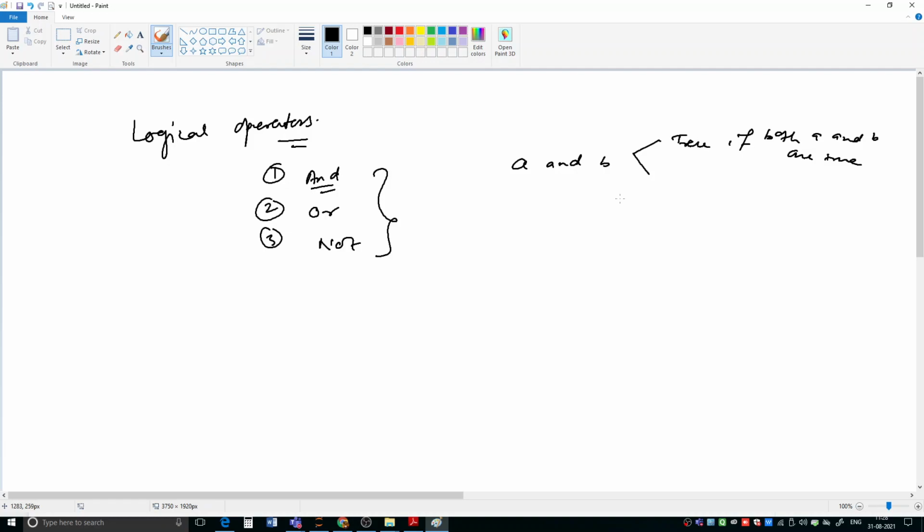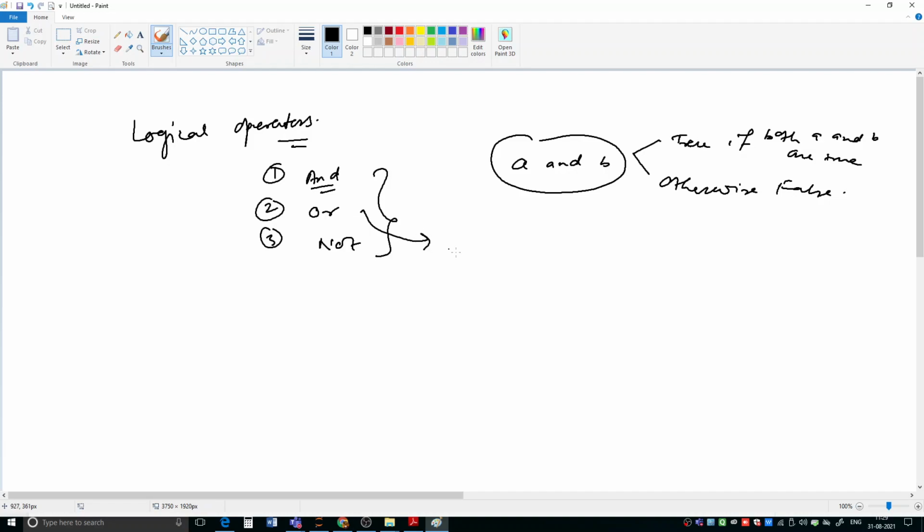Is it clear to you? If you are writing A and B, this will return true only if both of them are true. Otherwise, it will give you false. So this is the simple funda about A and B. A and B will return true if both of them are true. Otherwise, it will return false.